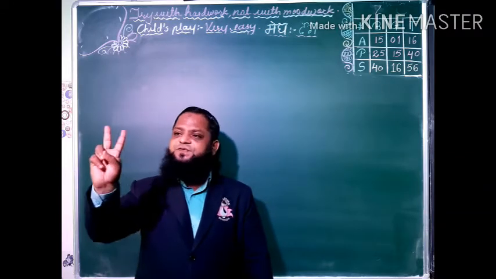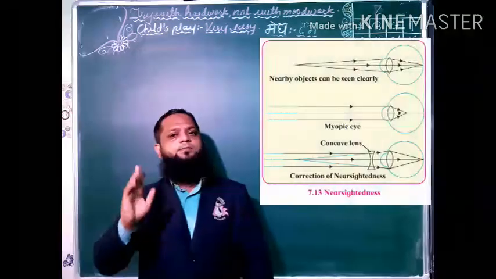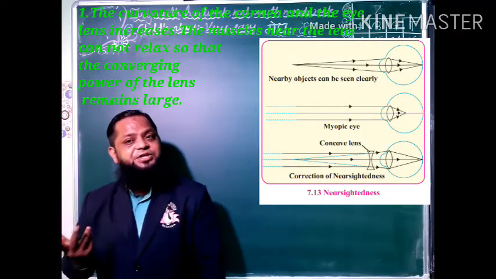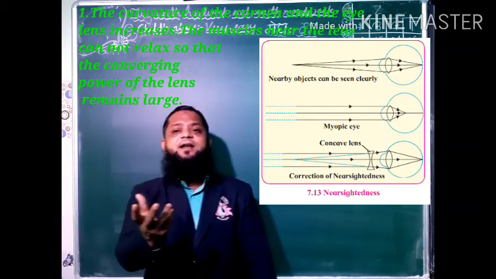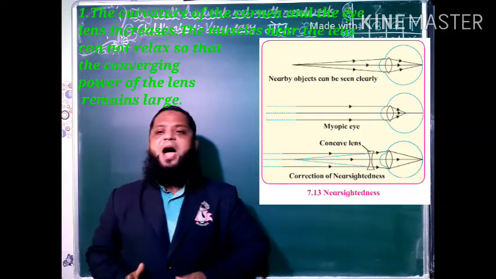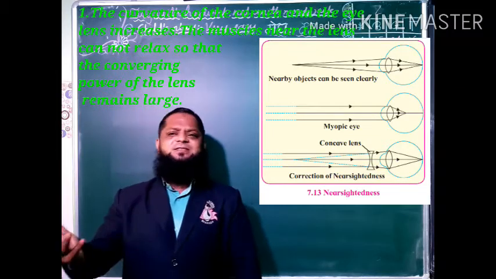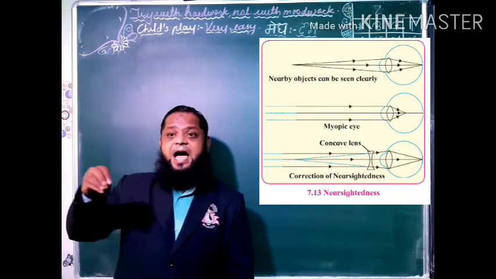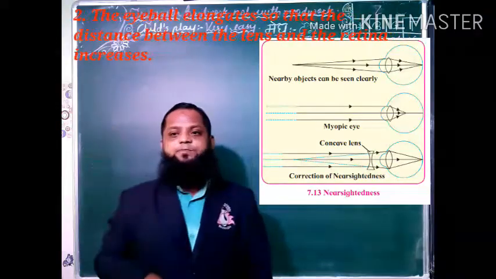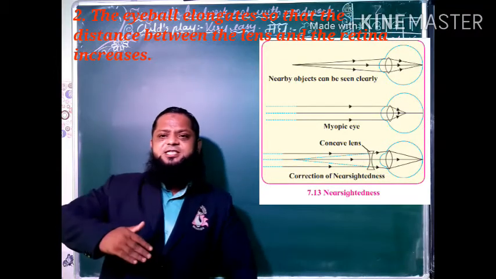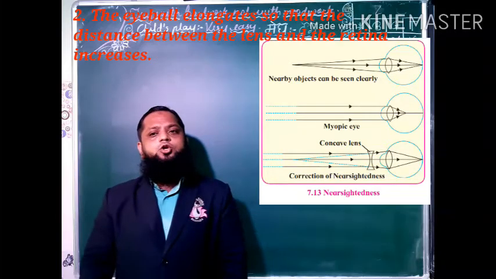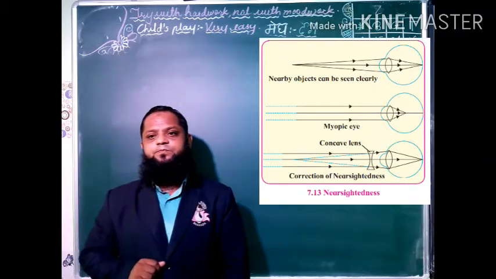There are two reasons for this defect. Number one, the curvature of the cornea and the eye lens increases. The muscles near the lens cannot relax so that the converging power of the lens remains large. Second reason, the eyeball elongates so that the distance between the lens and the retina increases. So these are the two reasons.